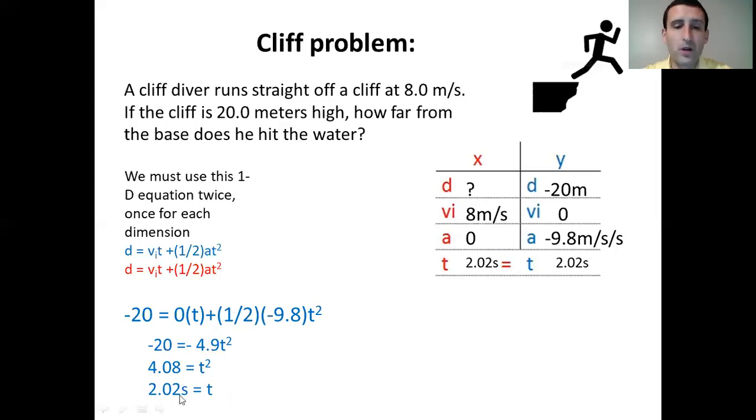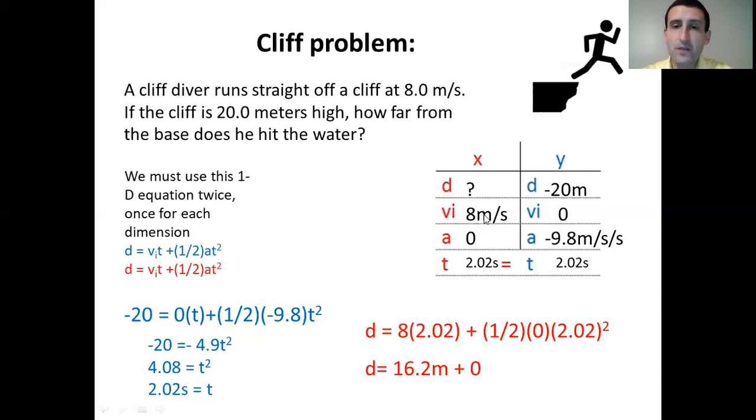The square root of 4 is approximately 2. So I come and fill that into my chart. 2.02 seconds from my y information. So 2.02 seconds from my x information. Now I can go back and use this same equation, but this time in red, with all of this information. It turns out to be even easier. My initial velocity is 8. My time is 2.02. I have 1/2, but then my a is 0. Okay, technically my time is 2.02 squared, but 0.